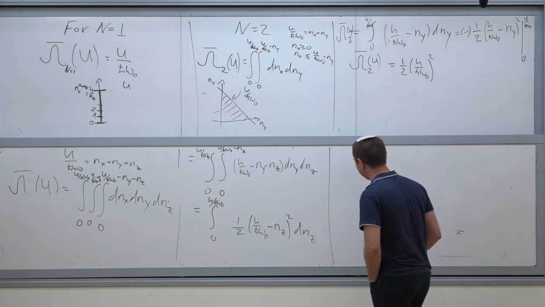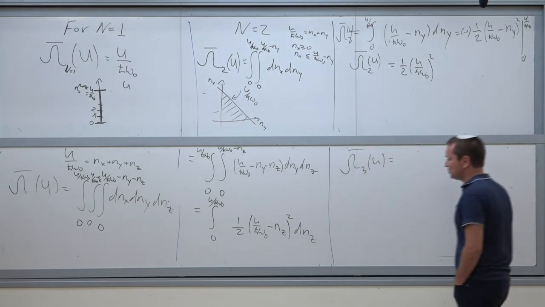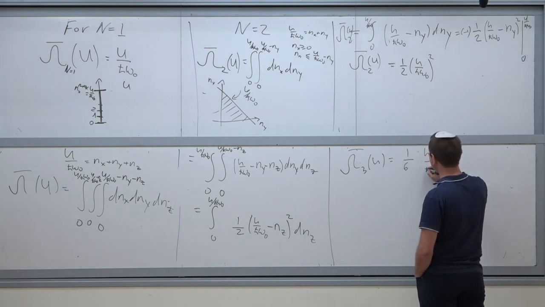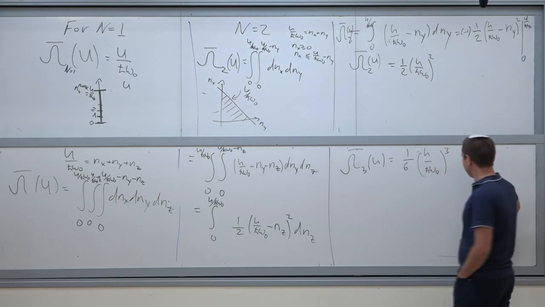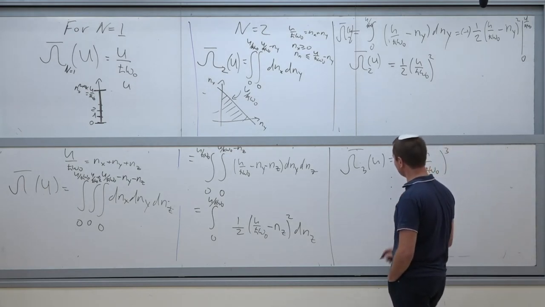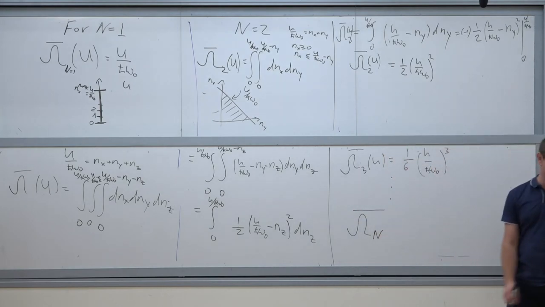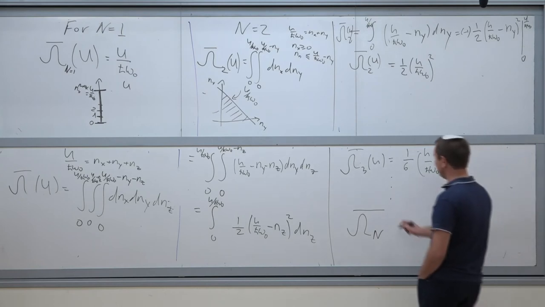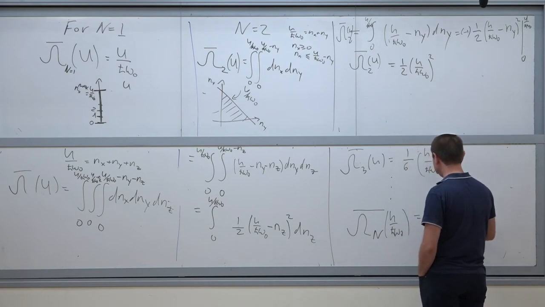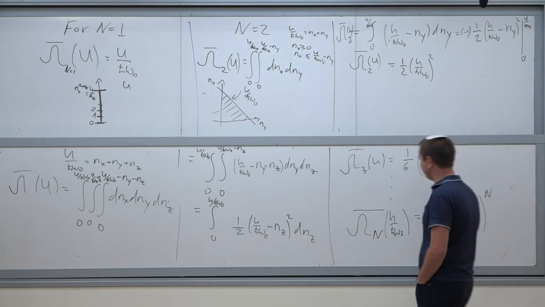We obtain that omega 3 hat of u equals 1 over 6, u divided by h bar omega 0 to the power of 3. Okay? We can continue and prove by induction that if we had n particles, the total number of states for n particles below a given energy u divided by h bar omega 0 equals 1 over n factorial, u divided by h bar omega 0 to the power of n.